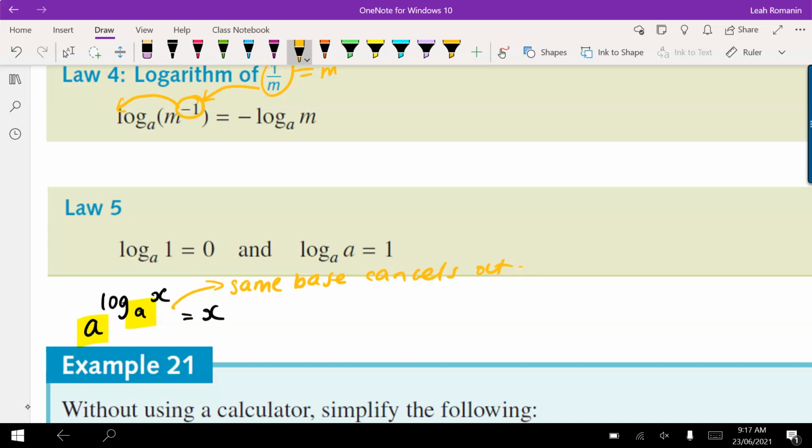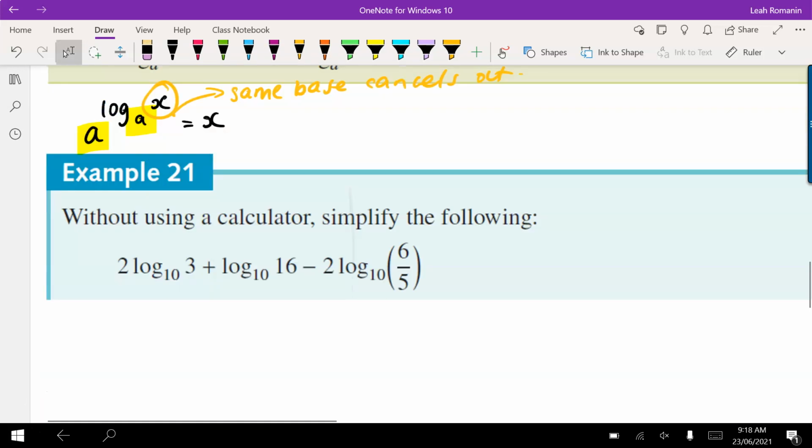If you have an exponential a to the power of log a of whatever number, so you've got a base with the same log base, that is going to be equal to whatever number is there. So the base a, the exponential a, and the log of a cancel each other out. Effectively, they equal 1, and you get just whatever power is on the log. But I will explain that when we get to our examples.